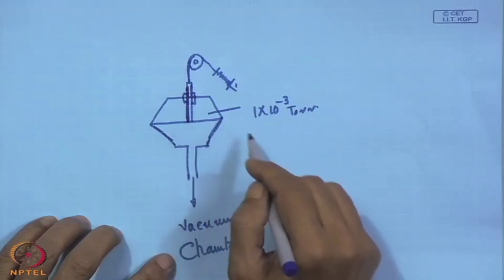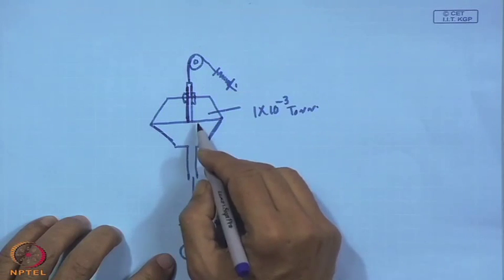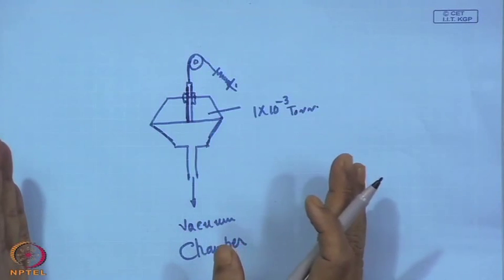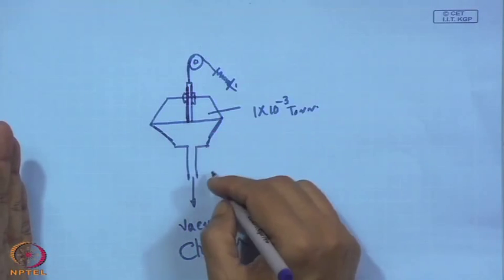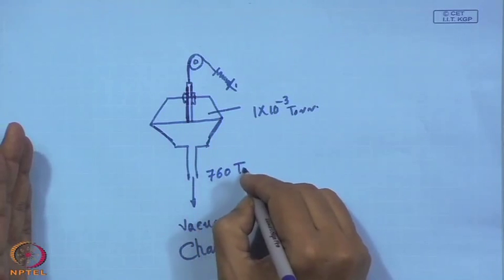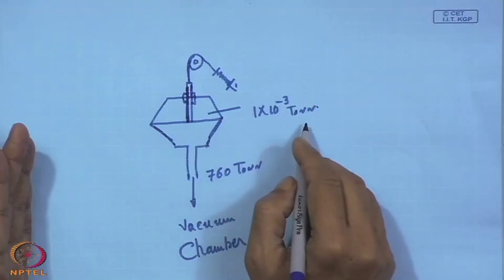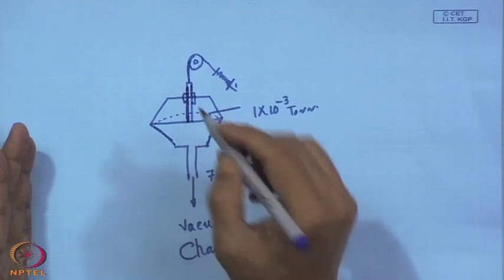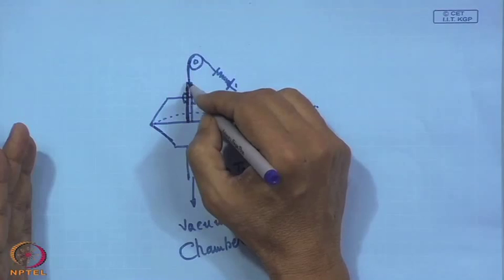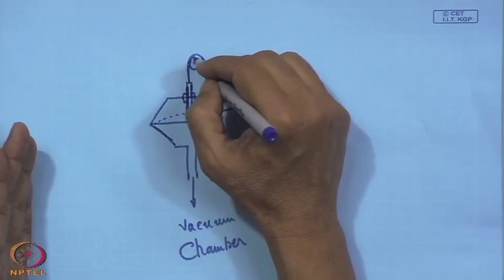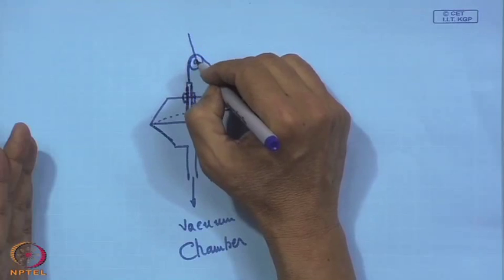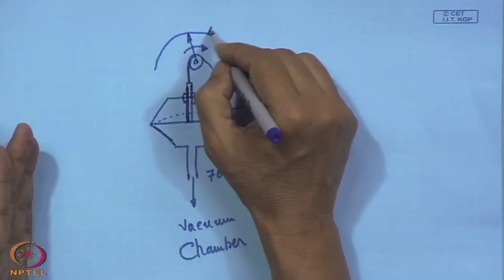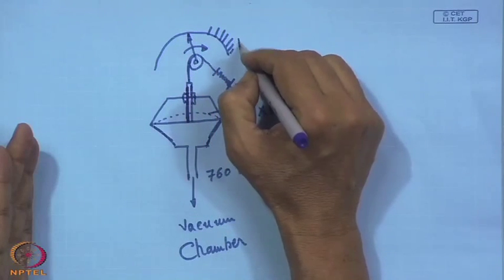Now, if the reference side is 10 to the power minus 3 torr, and the vacuum chamber is at high pressure, suppose it is filled with air, in that case it will be 760 torr, which is higher than 10 to the power minus 3 torr. So, naturally the diaphragm will have a tendency to move this way, and the whole shaft, string and pulley will move. If we have a pointer there, it will move on a scale, and this movement towards the right means high pressure.